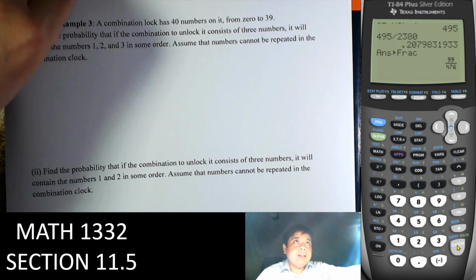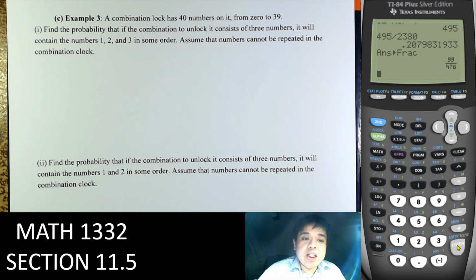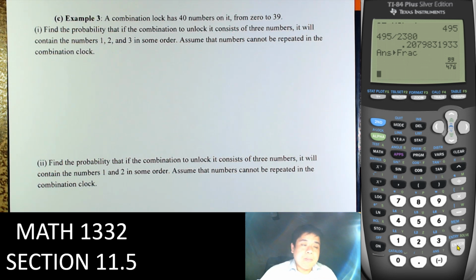Right, next, a combination lock has 40 numbers on it, 0 to 39. Find the probability that the combination to unlock it consists of 3 numbers and will contain 1, 2, 3 in some order. Assume the numbers cannot be repeated in the combination. Of course, that's not really true. We might have the first and the last number the same, for instance.